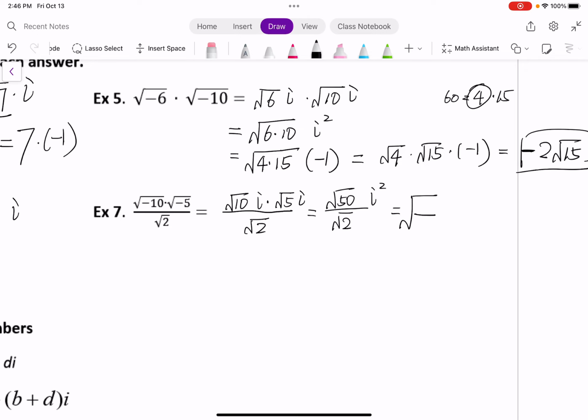Then we do the division. 50 over 2, I squared. Let's move it here. And we have square root of 25. I squared is -1. Square root of 25 is 5. So we have -5. So -5 is our solution.